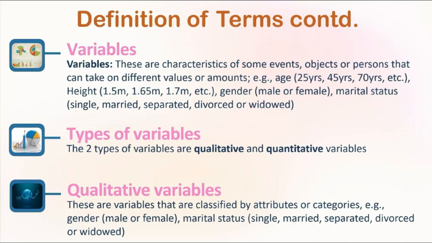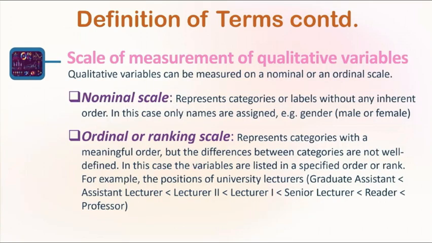Qualitative variables are variables that are classified by attributes or categories, e.g., sex, male or female, marital status, single, married, separated, divorced, or widowed. Qualitative variables can be measured on a nominal scale and an ordinal scale. The nominal scale represents categories or labels without any inherent order. In this case, only names are assigned, for example, gender, which can be male or female. The ordinal or ranking scale represents categories with a meaningful order, but the differences between categories are not well defined. In this case, the variables are listed in a specified order or rank.